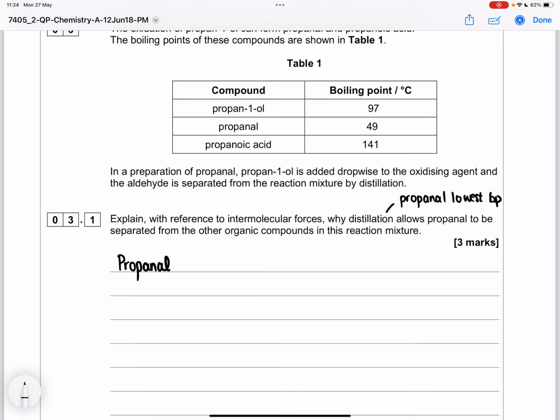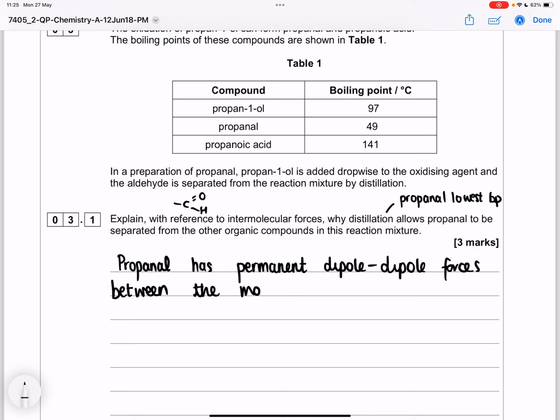Propanal, remember, is an aldehyde like this, with a C double bond O and a H, so it has permanent dipole forces between the molecules. So intermolecular forces, so between the molecules. And then propan-1-ol, which remember has the OH alcohol functional group, would have hydrogen bonds between the molecules.